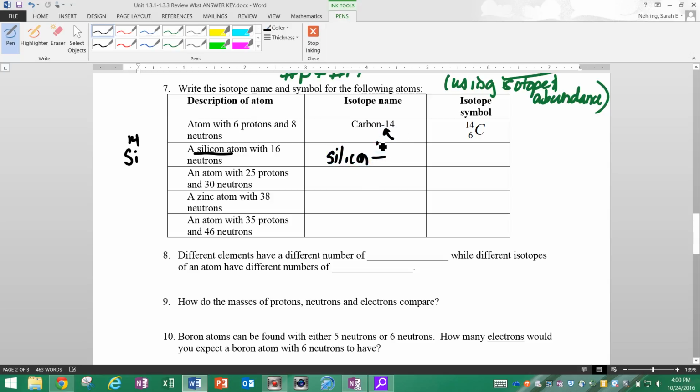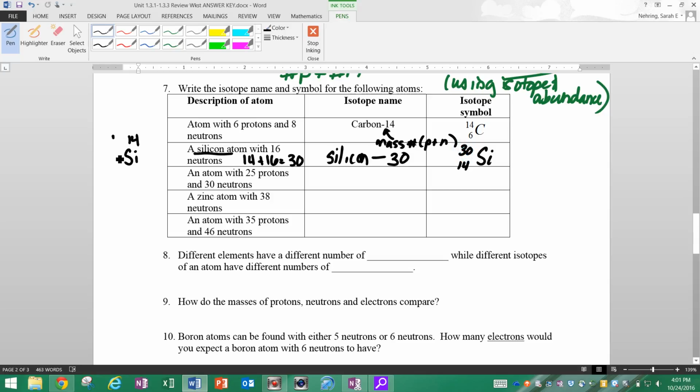And the way that you name the isotope is you'd write down silicon dash, and then this number right here is the mass number, which is the number of protons plus the number of neutrons. Okay, so if it's silicon, that means it has 14 protons. And if it has 16 neutrons, that means its mass is 30. So this isotope is silicon-30, and the way that you write the symbol is you write Si, and the atomic number goes on the bottom, that's 14, and the mass number is 30 here.